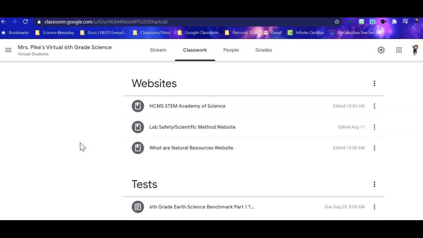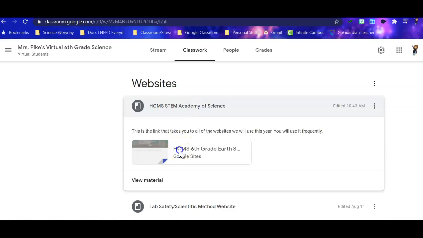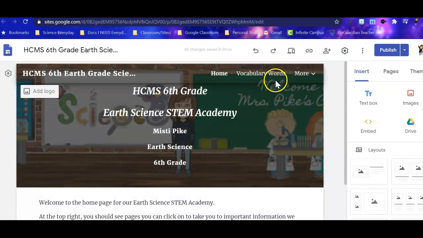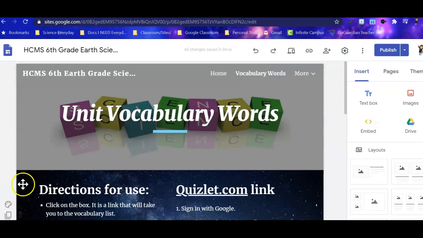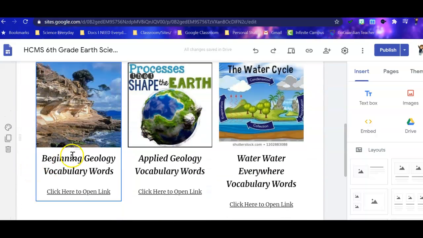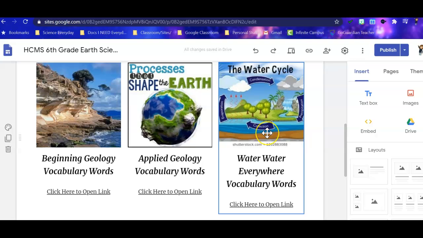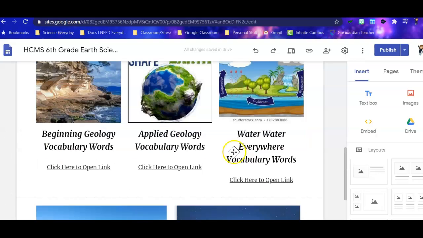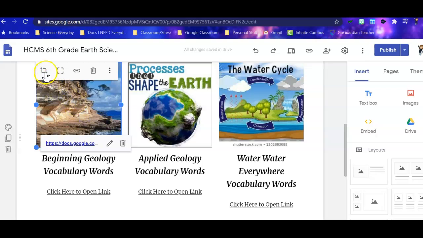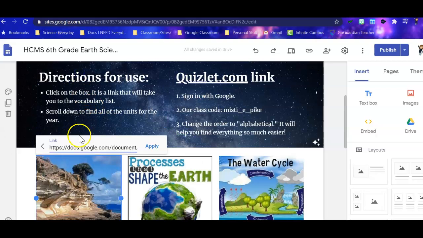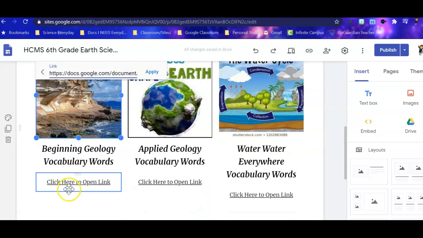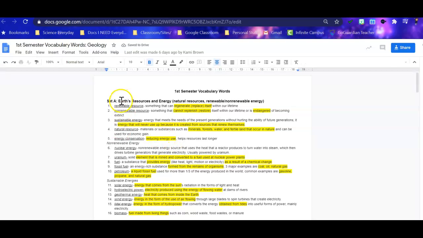Besides that, I've got some people saying, I don't know how to study for my test. Okay, let's remember, the website that has all the vocabulary words is this first one. It's the STEM Academy of Science vocabulary words. And it's got, by unit, geology, advanced geology, water, seaside escape, moon dance. Look, set A.